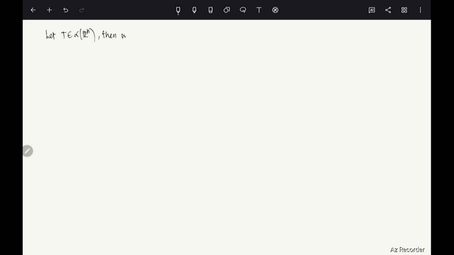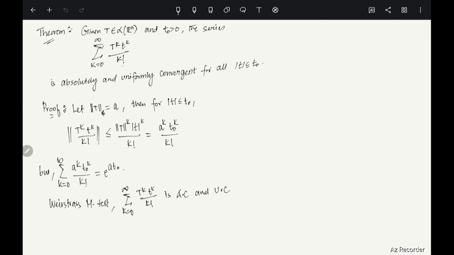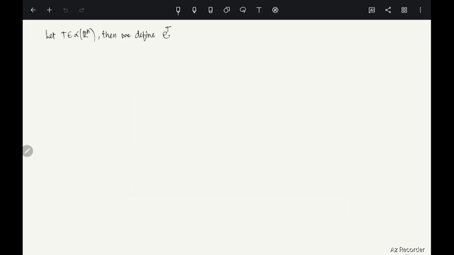Then we define e to the power t, the exponential of t. You see, it looks very much like the exponential, right? So we'll define this exponential of t as nothing but the summation k equals 0 to infinity, t to the power k by k factorial.